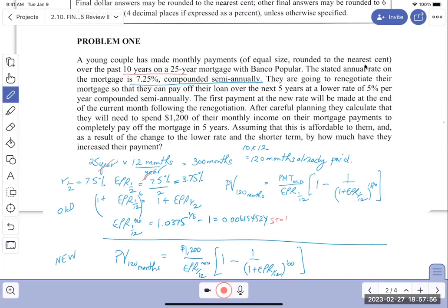I'm doing that because I made a relationship here that I'm using this because I don't go to the EAR. I don't want to do another calculation. So what I do is I just use this one, which is the semi-annual rate, and there are 6 months in a semi-annual period. So that's why it's a 6. Okay.